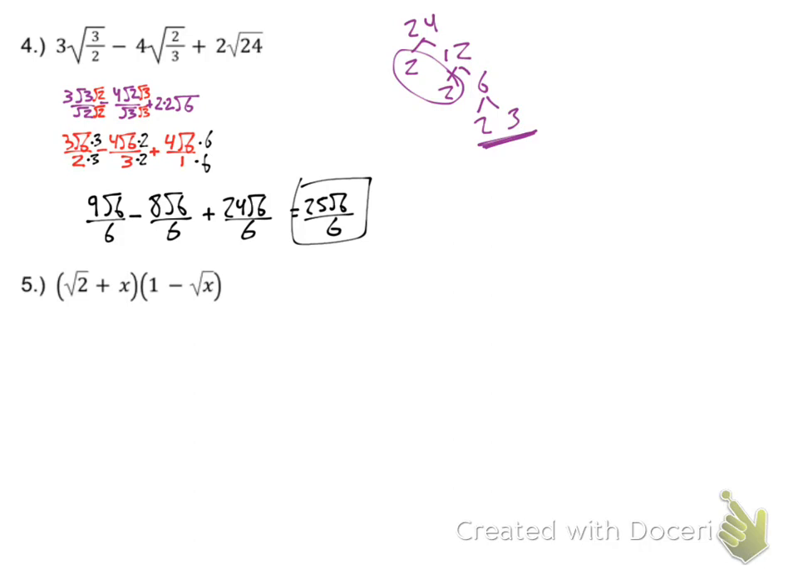4-letter F word, FOIL. First, outside, inside, last. Hey, FOIL. You know what I was thinking? I thought you were about to say something else. So remember, FOIL stands for first, outside, inside, last. And so, let's put that to practice.